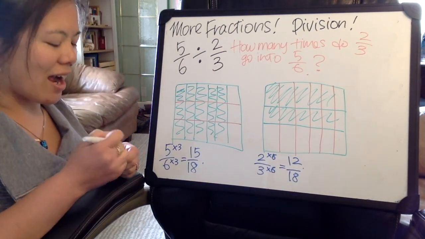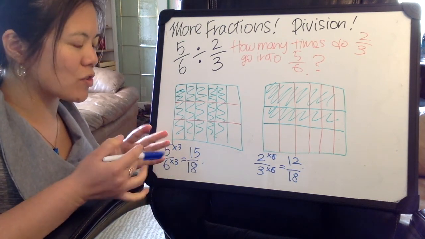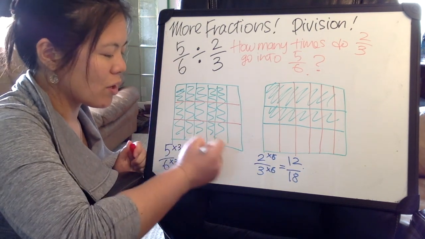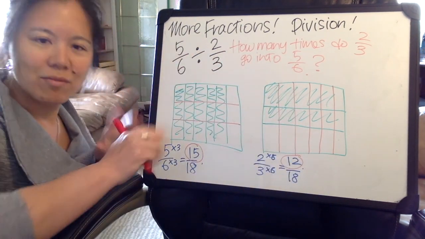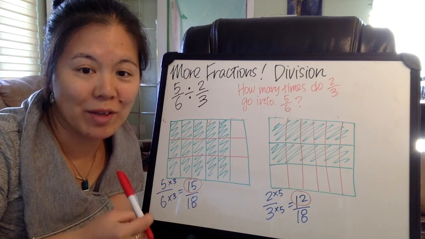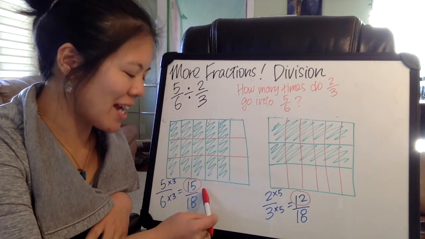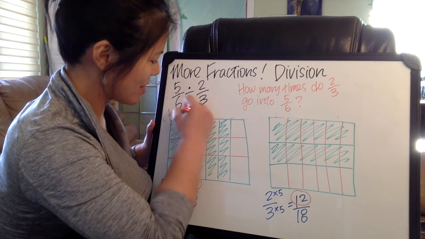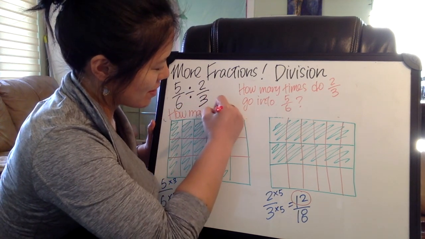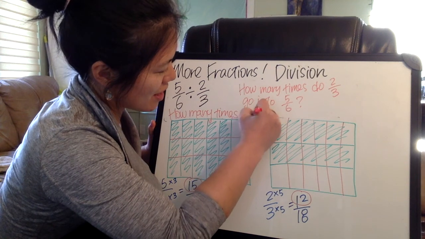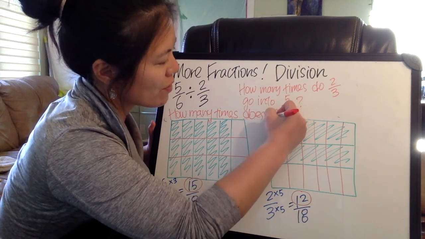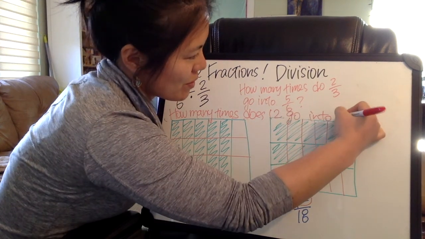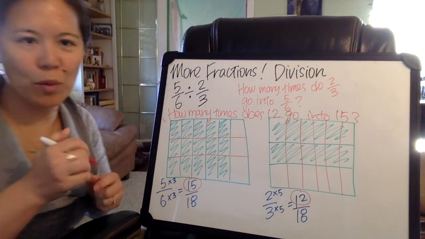So now we can rewrite our question. We are only going to look at our numerators. We can forget about the denominators for now. So we can rewrite the question to how many times does 12 go into 15? Okay, so we're going to count.